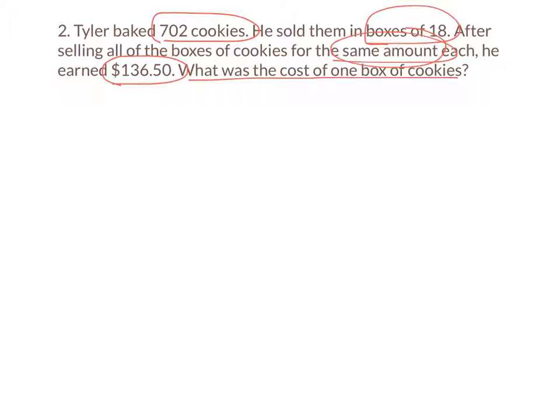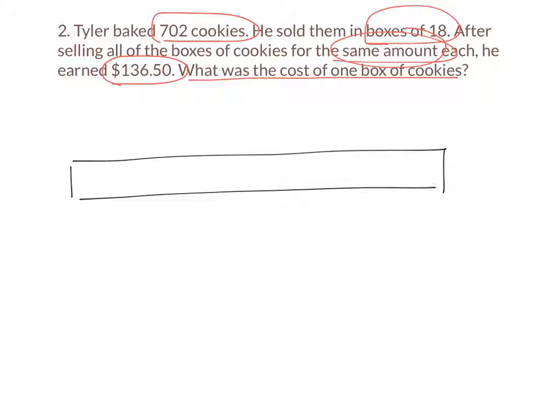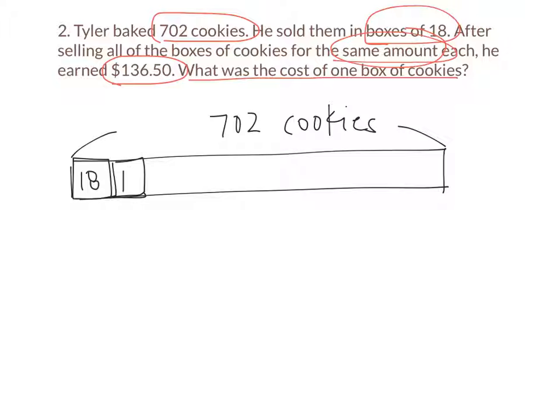So let's start with what we know. How many cookies did Tyler make altogether? 702 cookies, good. And he divided them into boxes of how much? 18. So if there's only one box, he has 18 cookies in here. Does he have enough for another box? Right? Okay. Does he have enough for another box?